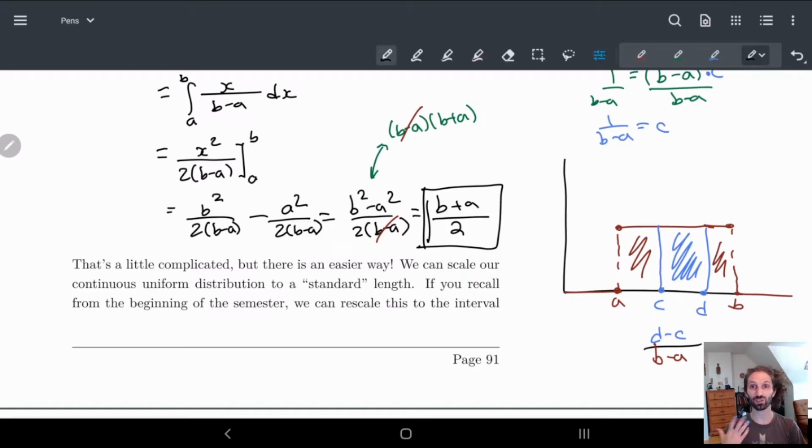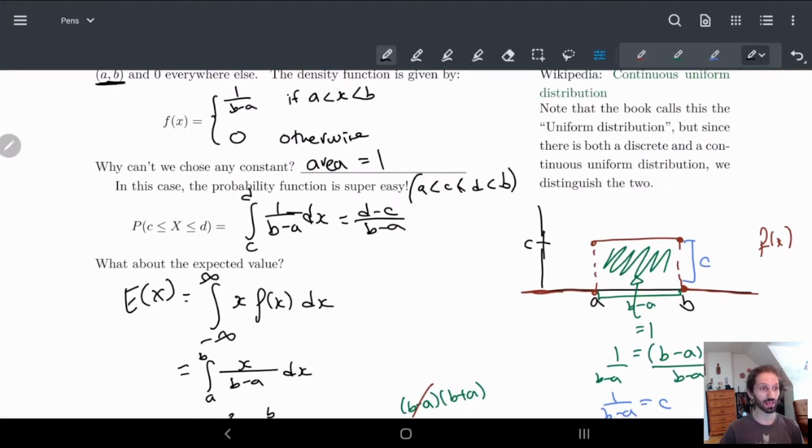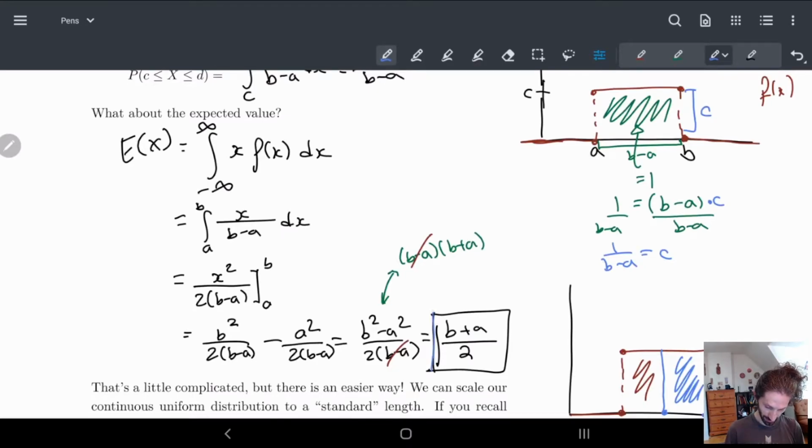Hiya! So we're going to be continuing the continuous uniform distribution. And one of the things we saw last time was that we have this as our probability distribution. So we have this kind of formula for the probability distribution. And we saw the expected value is this kind of formula, which made sense, right? Because this is just the average.